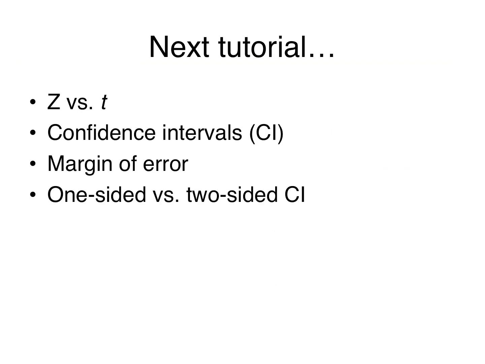For our next tutorial, we're going to discuss the difference between Z statistics and T statistics. We'll also introduce confidence intervals, including how these are calculated and their assumptions. We'll discuss the margin of error and how we can influence this as researchers. And we'll also cover the difference between one- and two-sided confidence intervals.